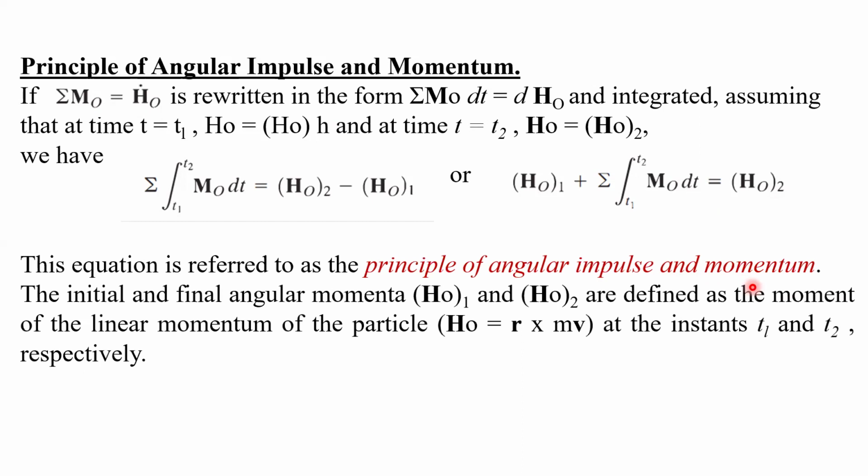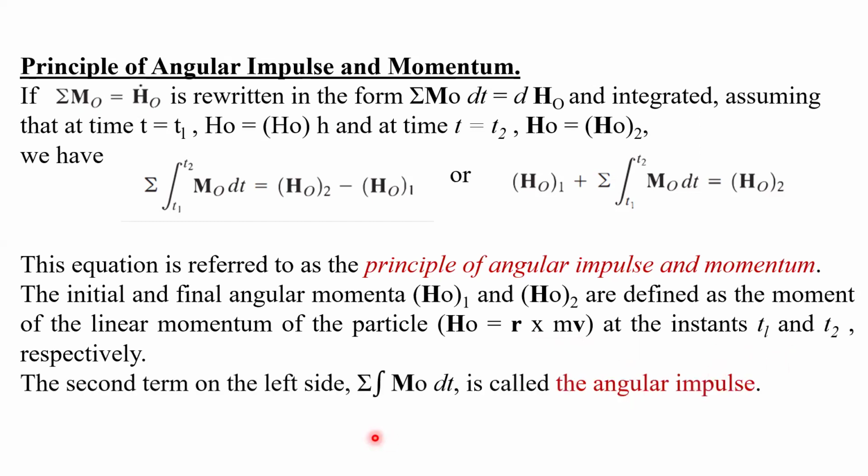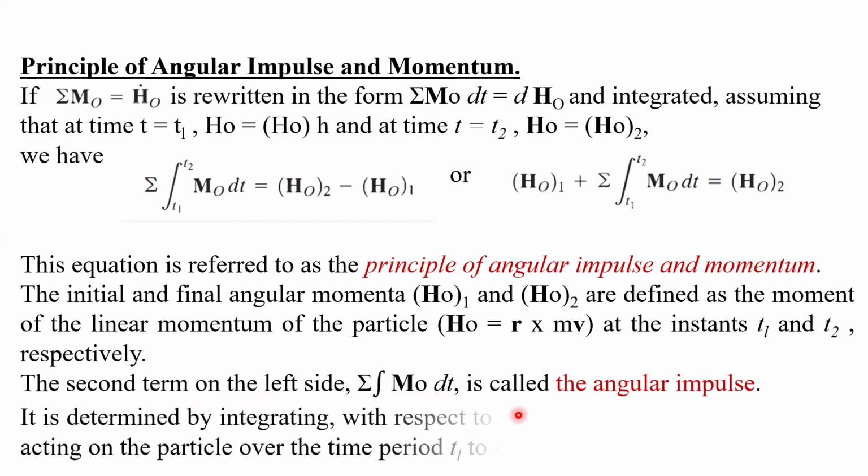The initial and the final angular momenta, H_O1 and H_O2, are defined as the moment of the linear momentum of the particle: H_O equals r cross mv at the instants t1 and t2, respectively. The second term on the left-hand side, the integral of M_O dt, is called the angular impulse. It is determined by integrating with respect to time the moment of all the forces acting on the particle over a period of time t1 to t2.